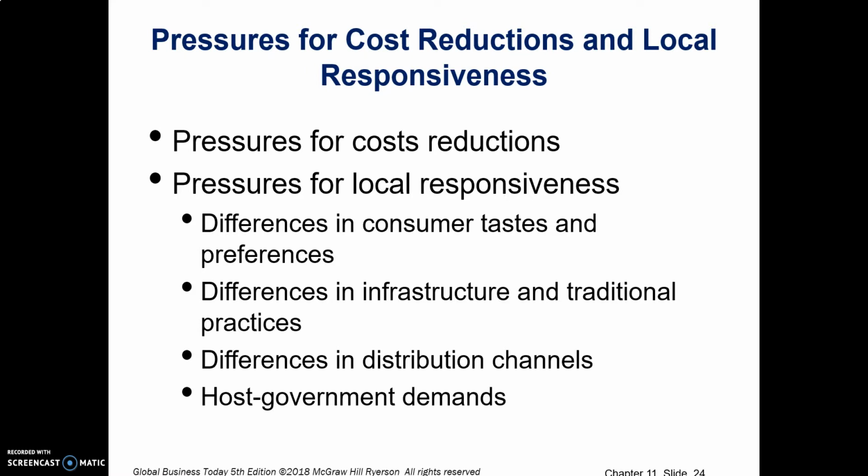Differences in distribution channels. In Germany, there's a handful of retailers, like Canada. In Italy, there's many food retailers, so getting into the market is problematic. Host government demands. Why is one prescription drug available in Canada and it's not prescribed in other countries? So that's some of the differences. We'll continue this in the next slide or the next video.